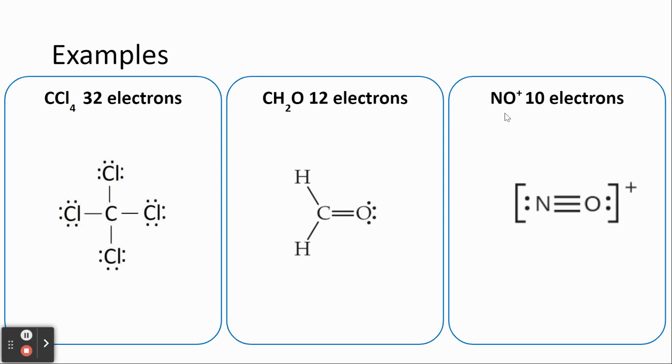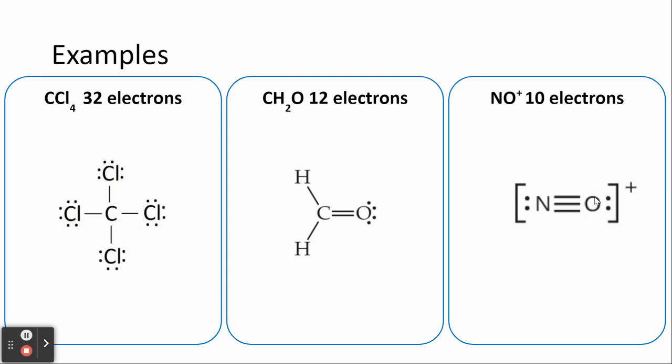Now, NO with a +1 charge is a little bit different. Nitrogen has 5 valence electrons since it's in the 5th group. Oxygen has 6 valence electrons because it's in the 6th group. And this +1 charge means that this structure has lost 1 electron. So we've got 10 total valence electrons that we need to use to make our Lewis structure. We've got nitrogen and oxygen. We would start with a single bond. That would be 2 out of the 10 electrons. We've got 8 electrons left.